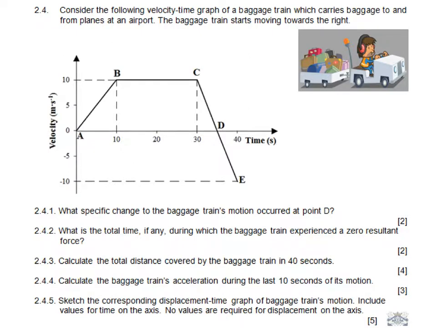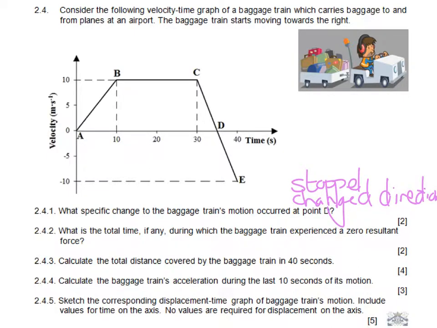Now we've got the following velocity time graph for a baggage train that carries baggage to and from planes in the airport. The baggage train starts moving towards the right. What specific change took place in the baggage train's motion at point D? There were two important things over here. It stopped and changed direction.